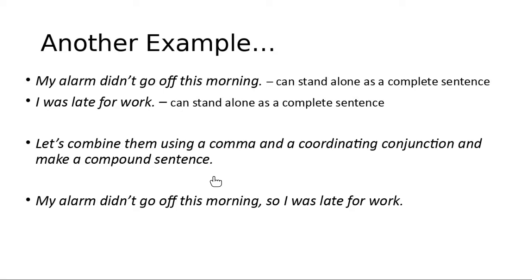My alarm didn't go off this morning. Okay, that's an independent clause. That's to the right of that. I was late for work. Okay, that's good. That's an independent clause. I've got my comma. I've got my coordinating conjunction. So it's passed all the tests. This is a compound sentence. And the coordinating conjunction combining method was used correctly.